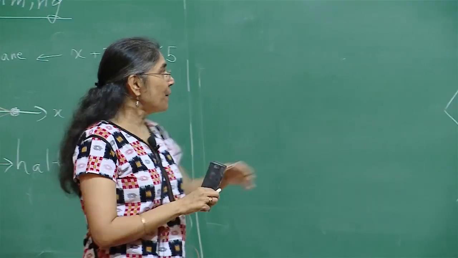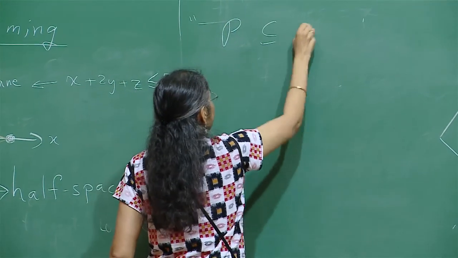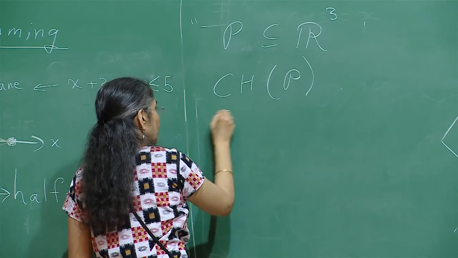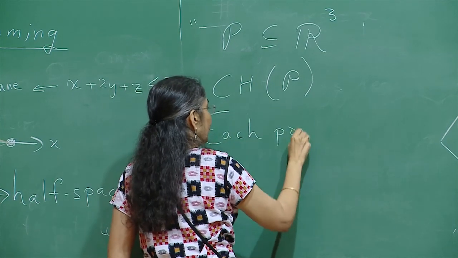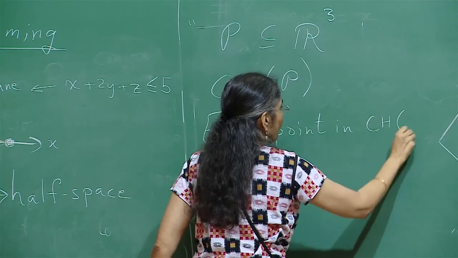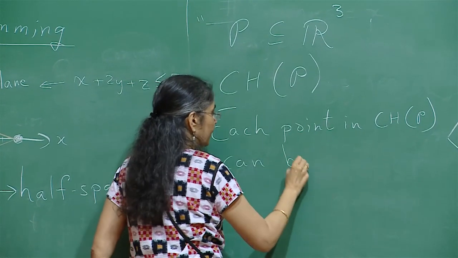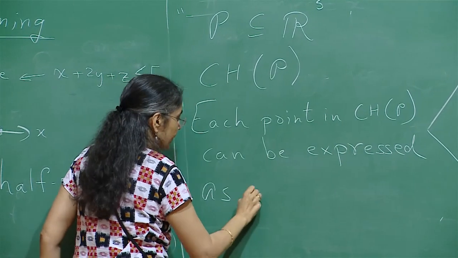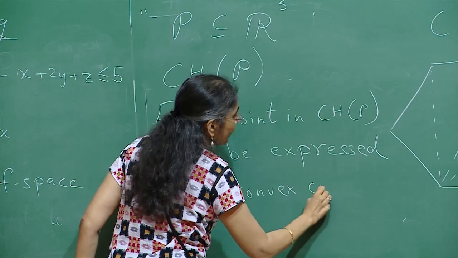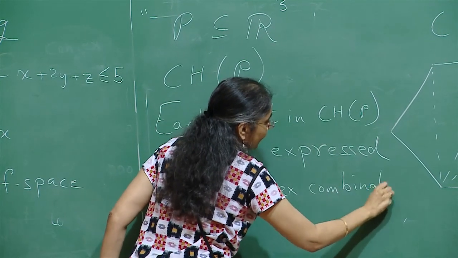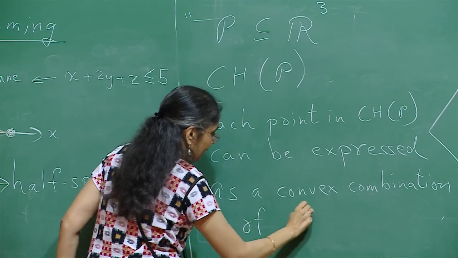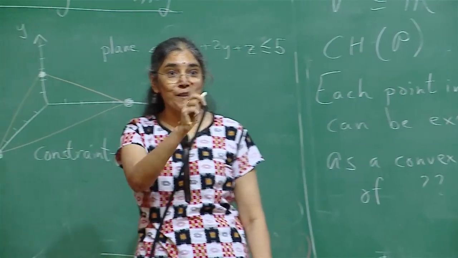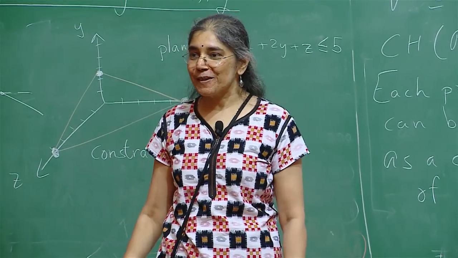So now the same idea, if I have P which is a set of points in 3-dimensional space. So I want to say that each point in convex hull of P can be expressed as a convex combination of how many corners? It's very tempting to say that the answer should be 4, right? In 2 dimensions, 3 corners were enough. In 3 dimensions, will 4 corners always be enough?